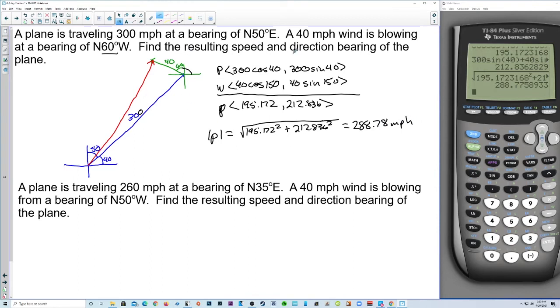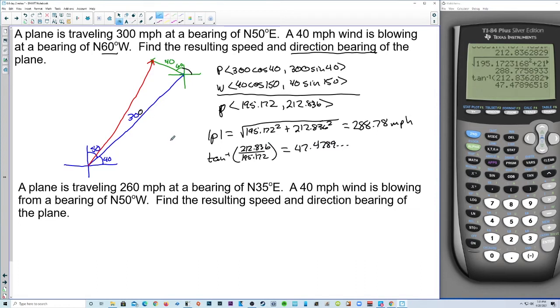And then they want the resulting speed and direction bearing. All right, so we're going to do inverse tangent of y over x, 212.836 over 195.172. And we're going to use the actual numbers. We're not going to use the rounded numbers. Inverse tangent of, we need the 212. So there's a 212. And divided by, we need the 195. That's up there. Now, the unit circle angle is 47.4789. Keep on going. And that angle is right here. Here's the red, the resulting vector. So this right here is the 47.